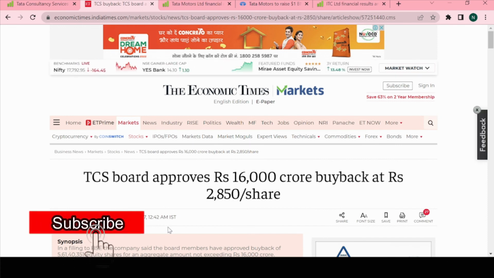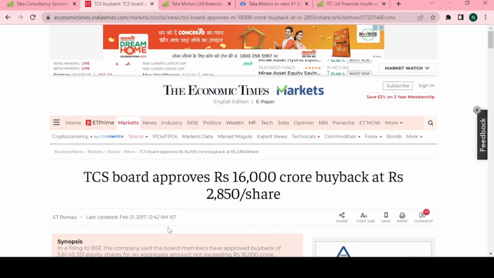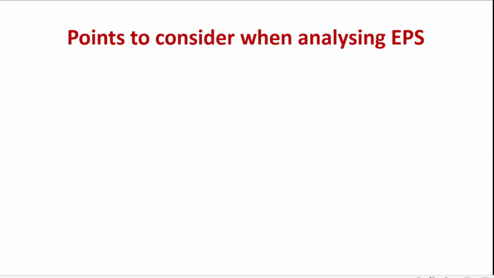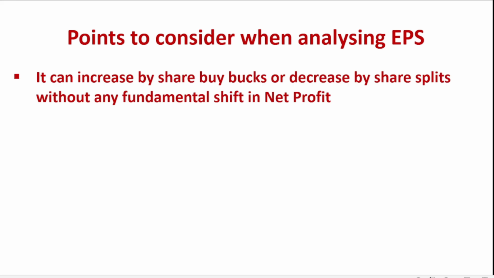That's why I want you to understand EPS holistically and do your own due diligence before investing in any stock. Now, let me help you summarize quick points which you should definitely consider while analyzing EPS. First is what I said, that it can increase by share buybacks, or it can decrease by a split of shares, without any fundamental shift in net profit.